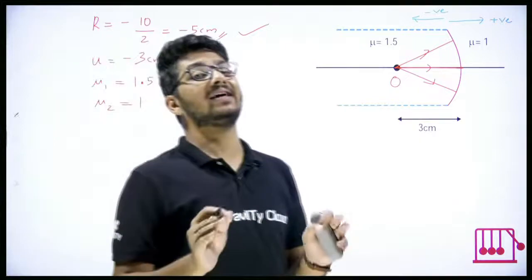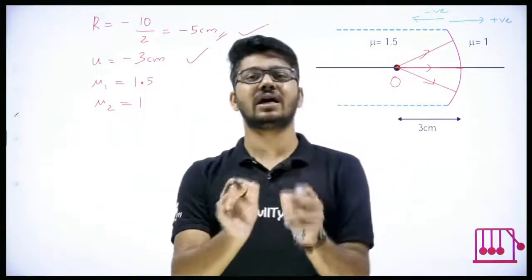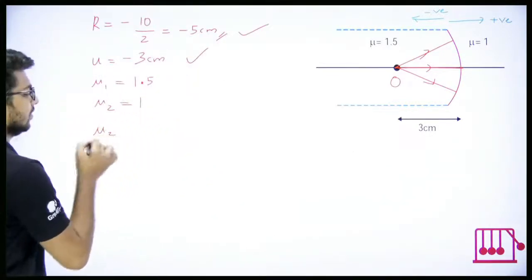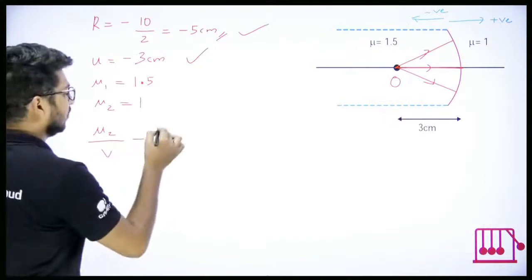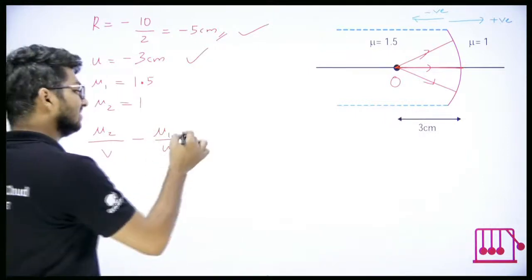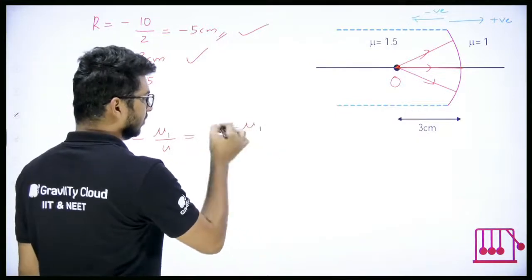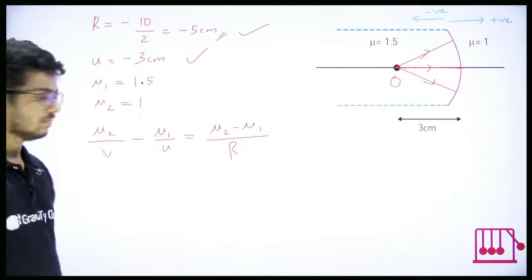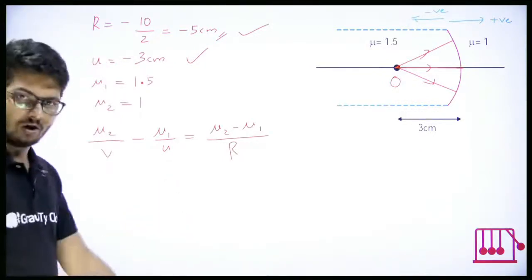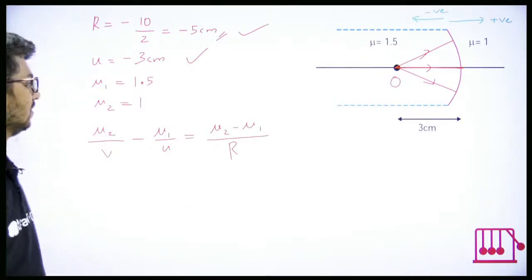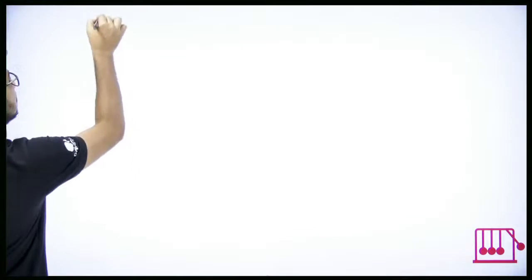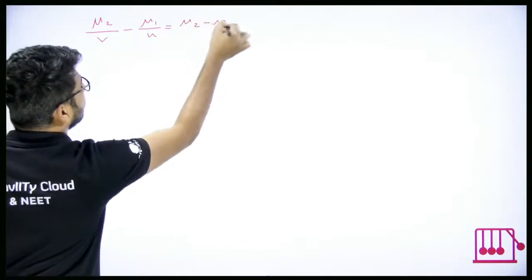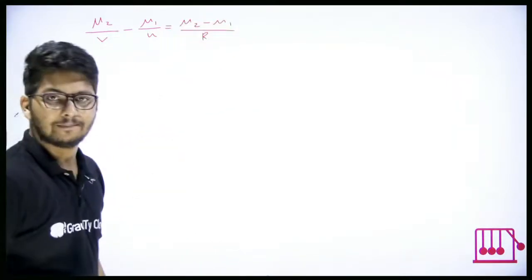So once you identify the given information with proper sign, after that it is simple formula substitution. What is the formula? You have to remember mu2 by v minus mu1 by u is equal to mu2 minus mu1, both of them in the numerator, upon r, the radius. All that we have to do is substitute, solve, we'll get the answer. Let me do the substitution in the next page. So the formula is mu2 by v minus mu1 by u is equal to mu2 minus mu1 by r.